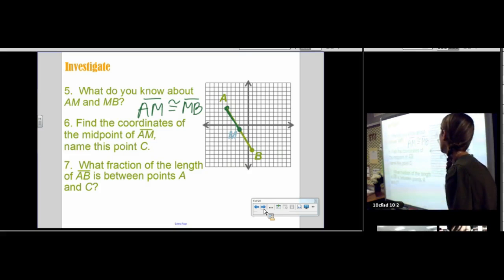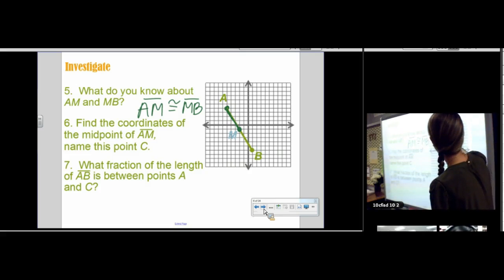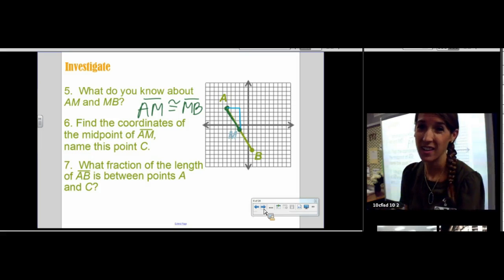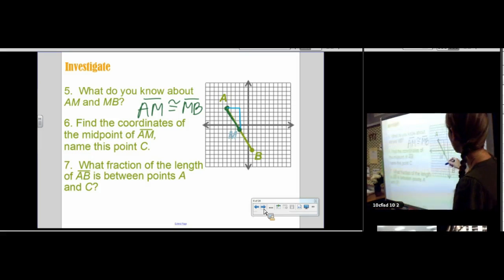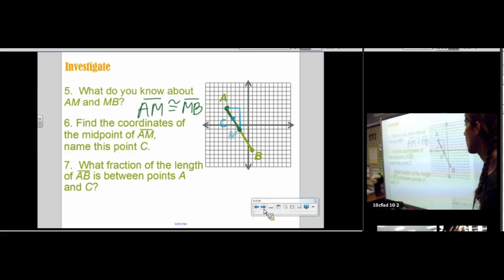Now, up here, if we didn't know the coordinates, we'd have to do the whole rise and run thing, right? 1, 2, 3, 4, 5, 1, 2, 3. And we'd have to take half of that, which is turning out quite ugly. 1, 2.5, 1.5. Call it point C. Okay.